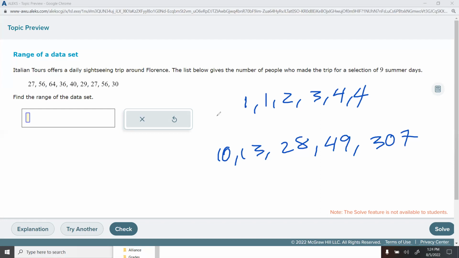Now, there are different ways to determine how spread out the data is, or to determine the spread outedness. That's a word I made up. So, where's the center of the data and how spread out is it?